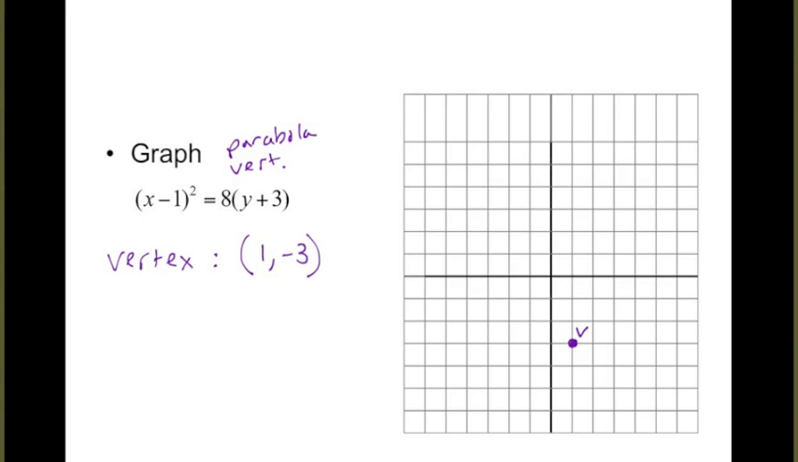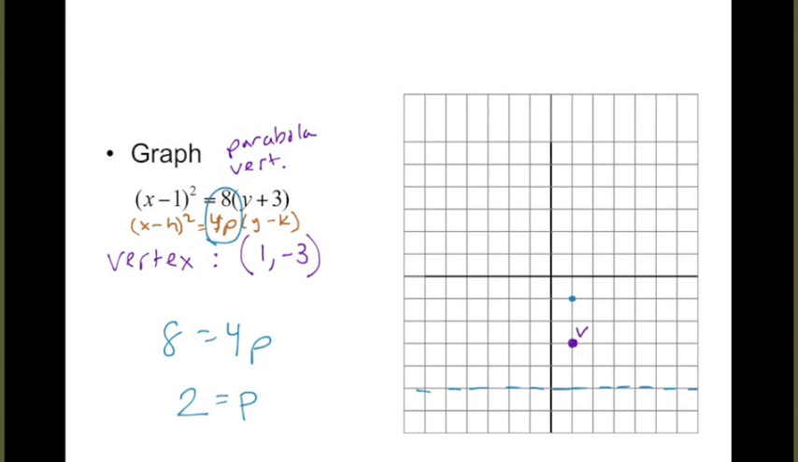The standard form says x minus h squared equals 4p times y minus k. So that means that our multiplier should be equal to 4p. Which means p is 2. And since this thing is a vertical facing, I'm going to go up 2 to get the focus. And opposite, I'm going to go down 2 to get the directrix.